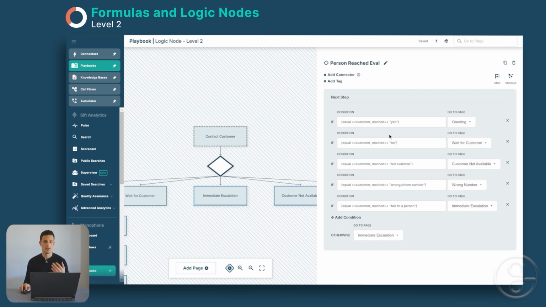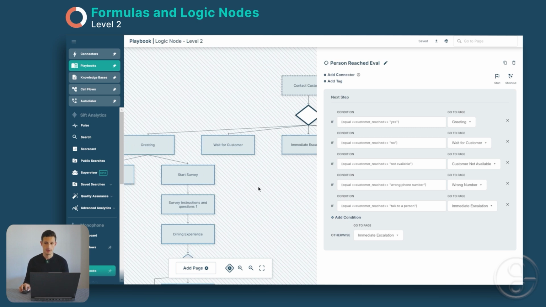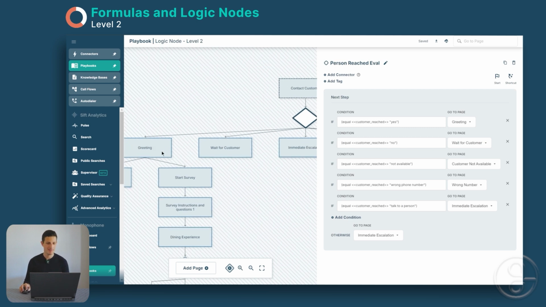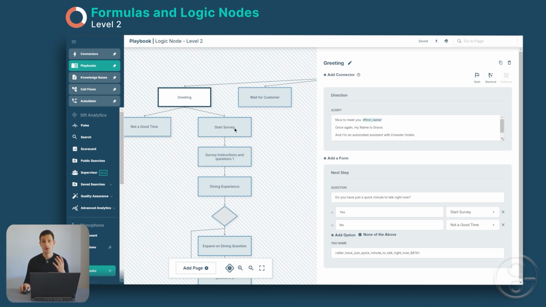If the customer said yes, no, not available, or wrong phone number, we can branch to different pages. So there's a bit more logic in here where we can branch to different pages based on what the caller is saying. And also, if Grace didn't pick up on any of these, then it goes to immediate escalation. So you can always branch the caller someplace, even if she didn't get the right answer. For example, if they say yes, it's me you're talking to, then we go into the greeting and we go into the survey.